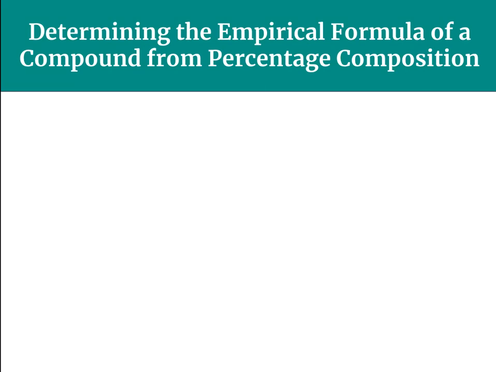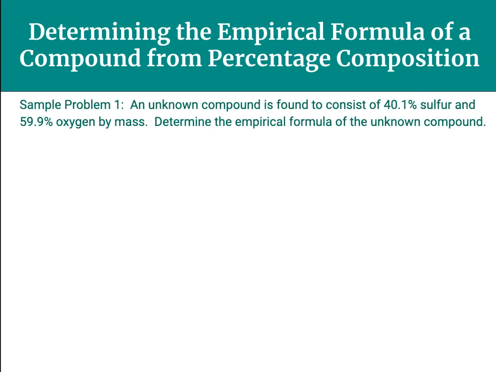So how can we determine the empirical formula of a compound when we're given other information about it? The first one is if we have the percentage composition. Our first sample problem: an unknown compound is found to consist of 40.1% sulfur and 59.9% oxygen by mass. Determine the empirical formula of the unknown compound.